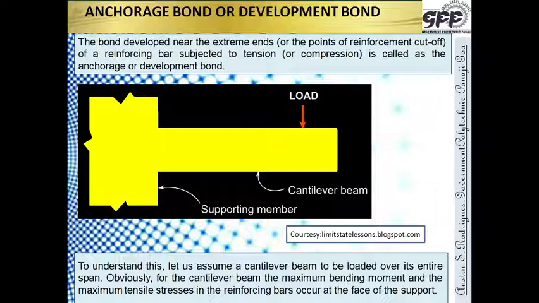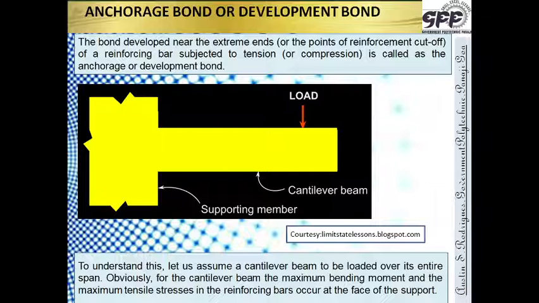Now as we move towards the support, the bending moment goes on reducing. Obviously the reinforcement required would also be less, so one can go on cutting the reinforcement. At the point where the reinforcement is cut off, or at the point of the support, the anchorage which is required for the bar is called the anchorage bond or the development bond.